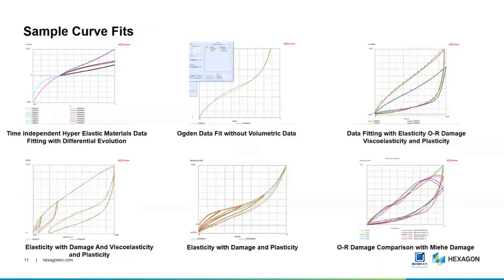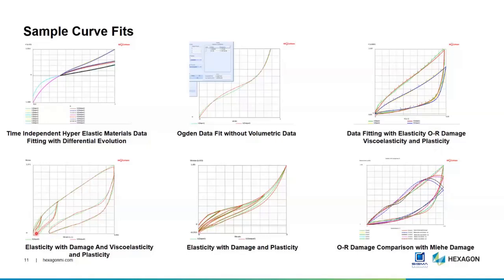Then this is a slide for sample curve fits. So not only for the hyperelastic materials, you can also fit the volumetric data, or with or without the volumetric data, or you can also do it for the damage. So for example, if you have damage associated with the rubber product, that can be captured using the Ogden Roxburgh damage model. If you have viscoelasticity, time-dependent behavior, that can be captured, or what we mean by plasticity is the permanent set.